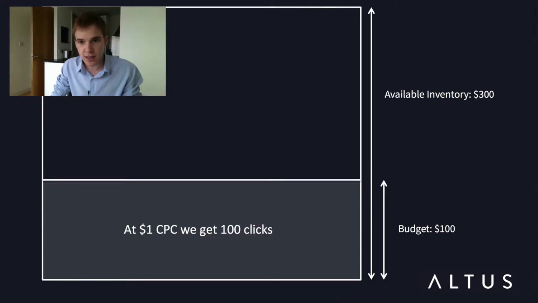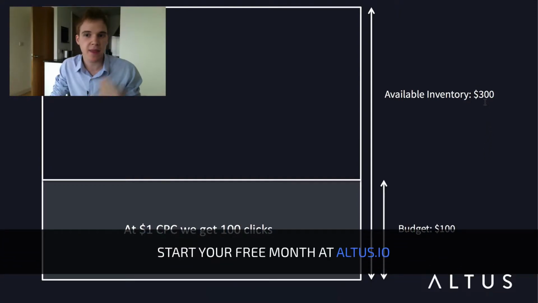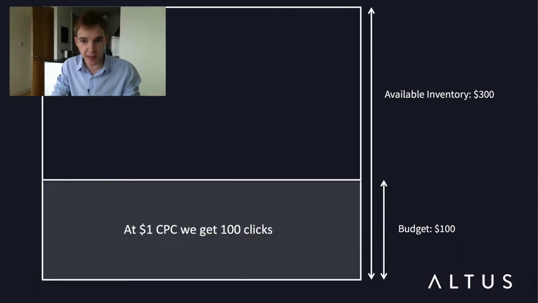Now I know this is a little bit counterintuitive, so I'm just going to show you some theory that might help explain this. So over here you can see that we have a scenario where you have an available inventory of $300. That means in this campaign for the targeting that you've selected, you could spend up to $300, but you've decided that you have a budget. You don't want to spend more than $100, right?